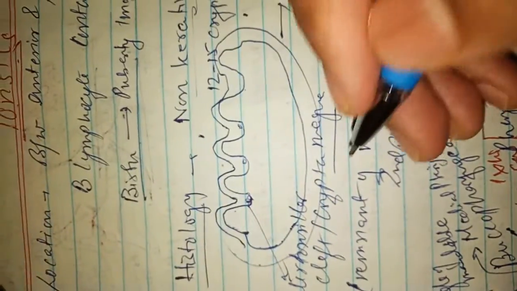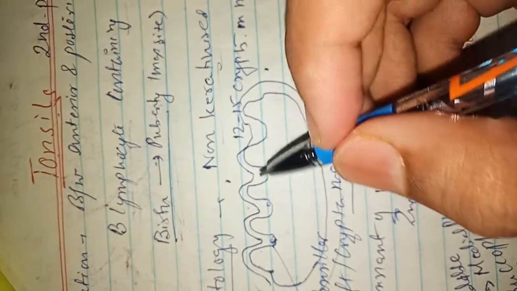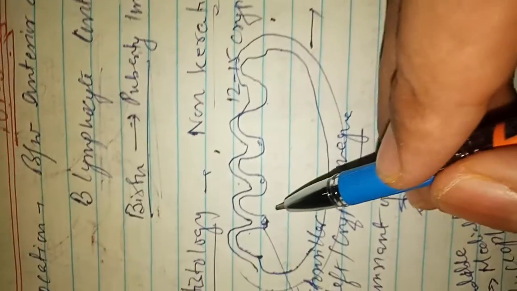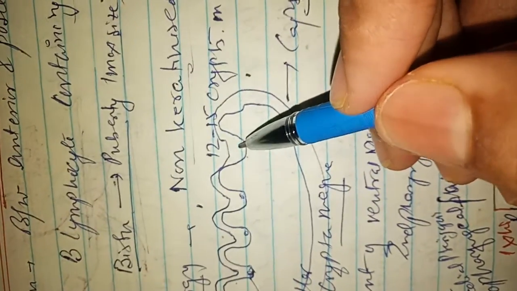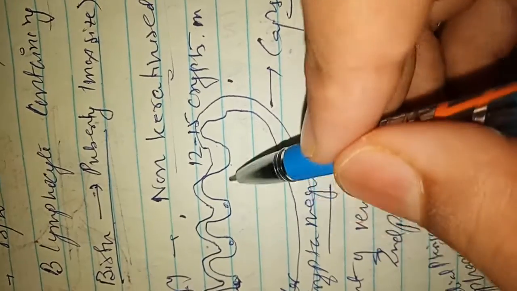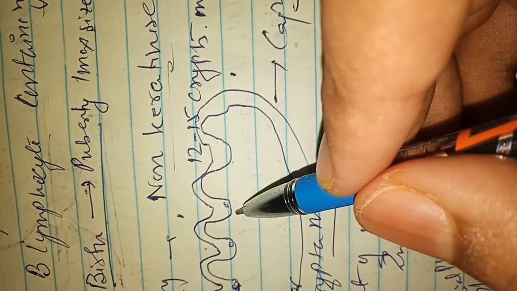So the tonsil has a medial surface, a lateral surface, an upper pole, and a lower pole. Now coming to the medial surface, we can see that there are dips of the mucous membrane, and these dips form the crypts. There are 12 to 15 crypts on the medial surface of the tonsil, which are situated very large and deep.